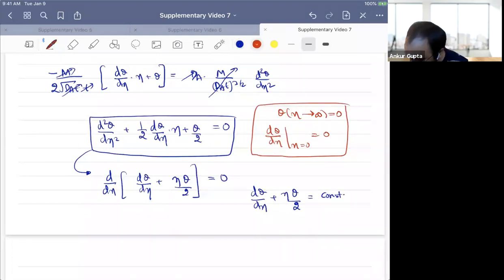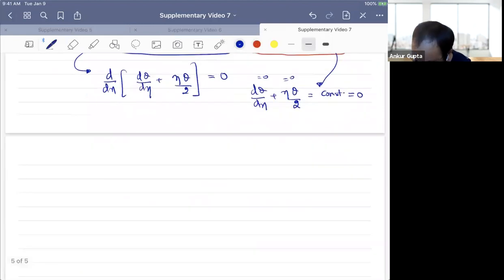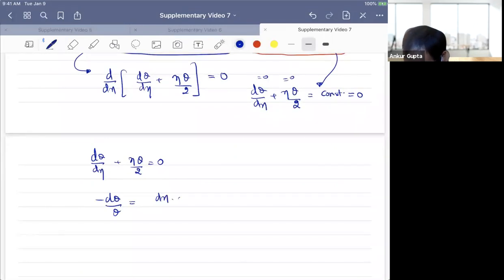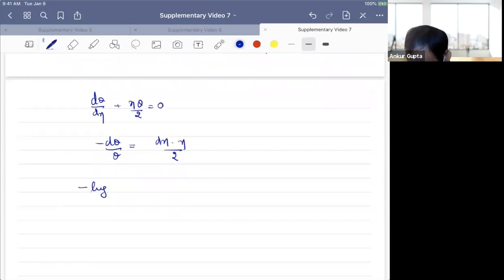And if you do that, essentially when you use the boundary condition d theta by d eta equal to 0 at eta equal to 0, you get this constant is equal to 0, because when eta is 0, d theta by d eta is 0. So this is equal to 0, this is equal to 0, and so the constant is also equal to 0. Okay, so the equation becomes d theta by d eta plus eta theta by 2 is equal to 0, or minus d theta by theta is eta d eta by 2. I'm just rearranging the equation. Or minus log of theta is eta square by 4 plus some constant.